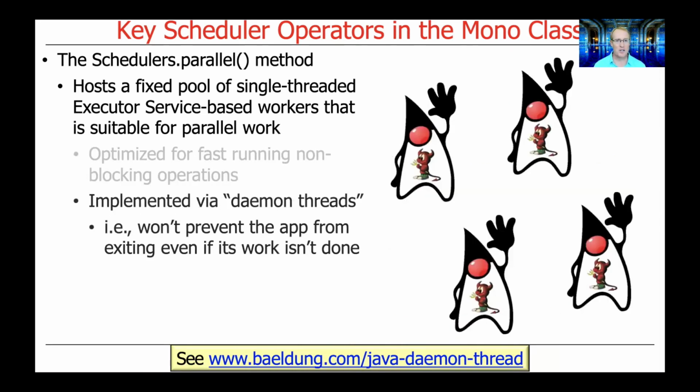As with some of the earlier discussions we've had about the Schedulers factory methods, like the single factory method, the parallel factory method creates threads that are implemented as so-called daemon threads. And what that means, of course, is that these threads will automatically be shut down when all the other non-daemon threads go away. Even if the daemon threads are doing some background work, their lifetime is essentially pegged or limited to the lifetime of the non-daemon threads. You can read more about daemon and non-daemon threads at the link in the slide below.